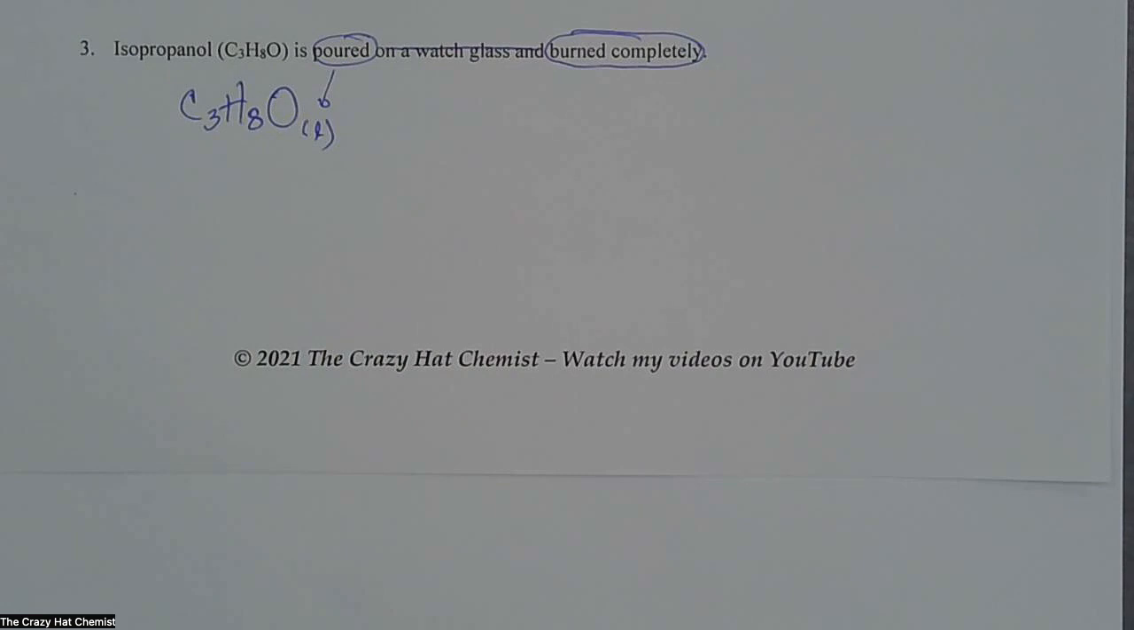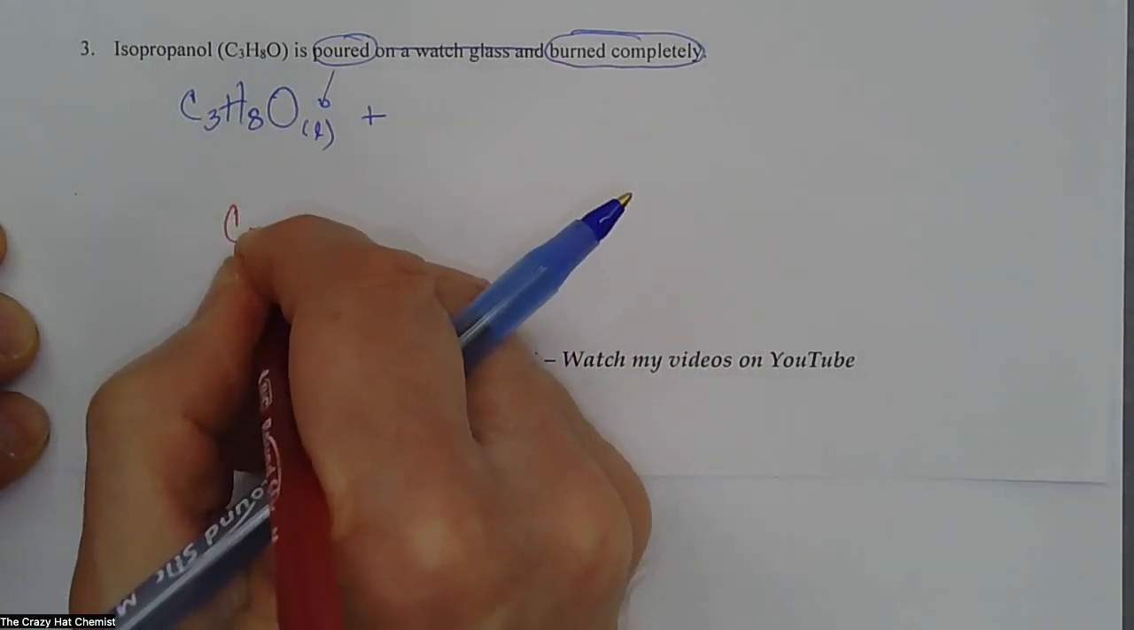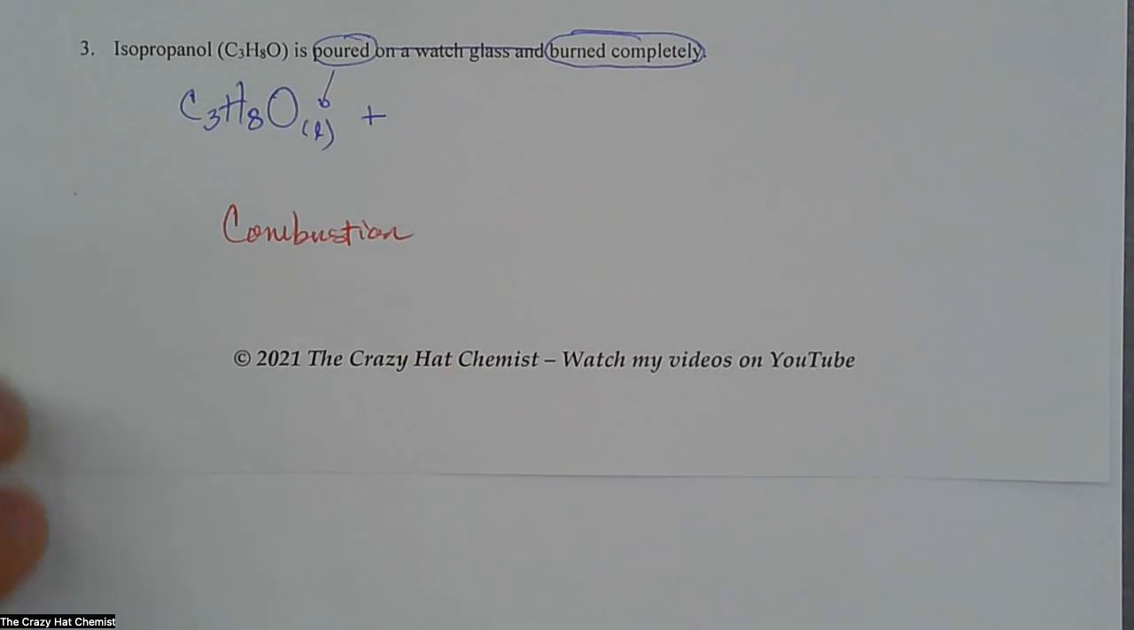So burned completely lets us know what type of reaction this is. And so the type of reaction is a combustion reaction. So a combustion reaction, and we're going to assume that we have a complete combustion reaction on all the reactions that we're going to do. So not an incomplete, but a complete combustion, okay?